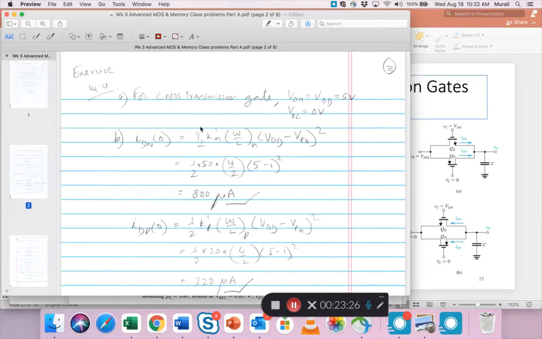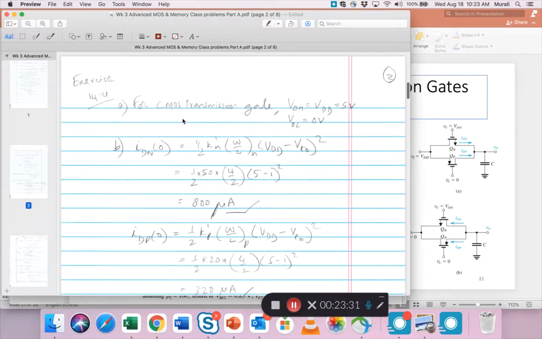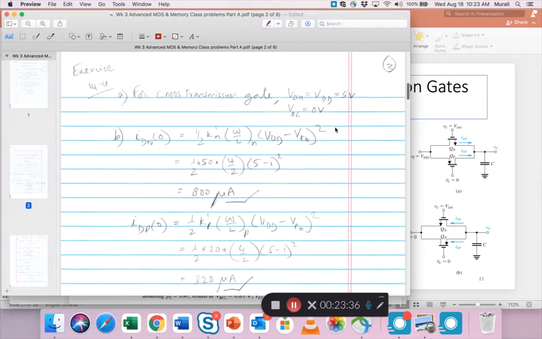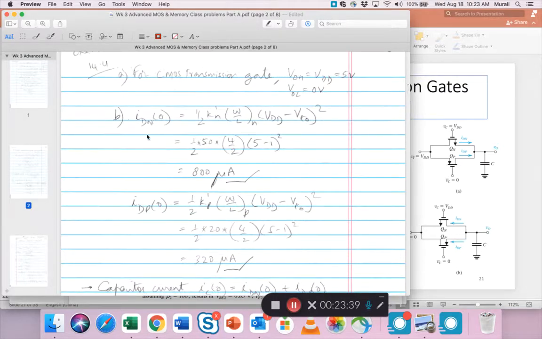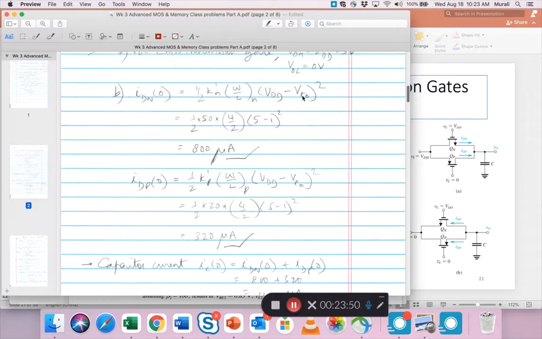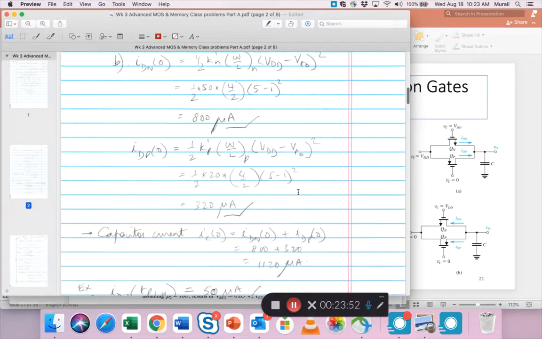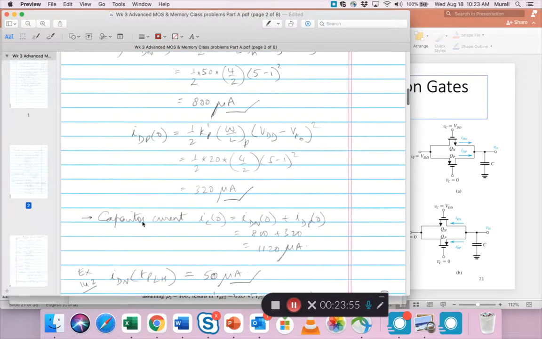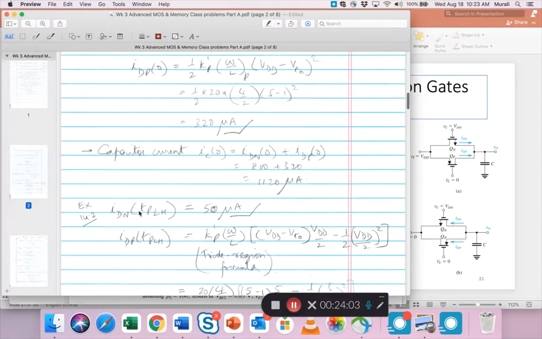So that is the problem. Let me open up my notes. Exercise 14.4. Okay. So for any CMOS transmission gate, VOH is VDD, which is 5, and VOL is 0. Next, we've got to find all these currents. IDN at time equals 0, this formula. IDP at time equals 0, this formula. At 0, we know that we can just use this VT, right? You don't have to solve and find VT specifically. The capacitor current, or the charging current as they call it, is the sum of these two, which is 1120.